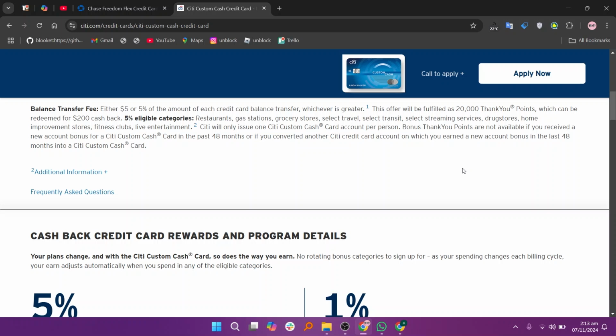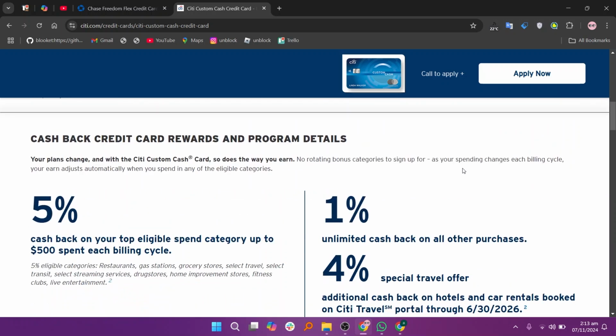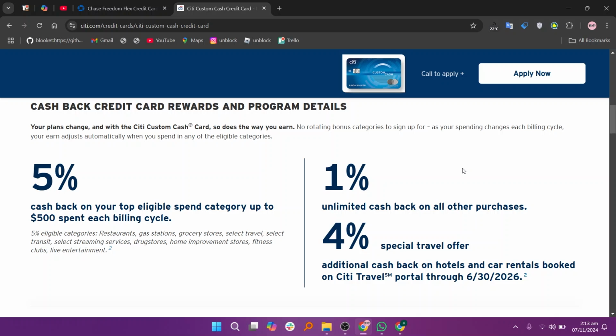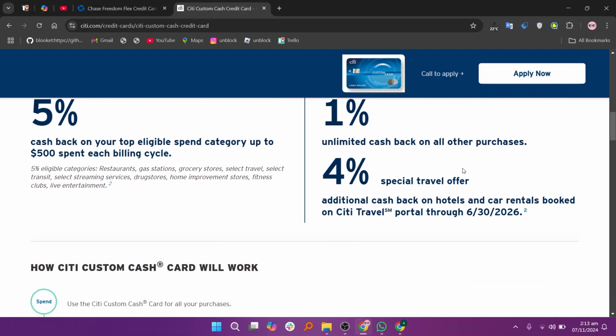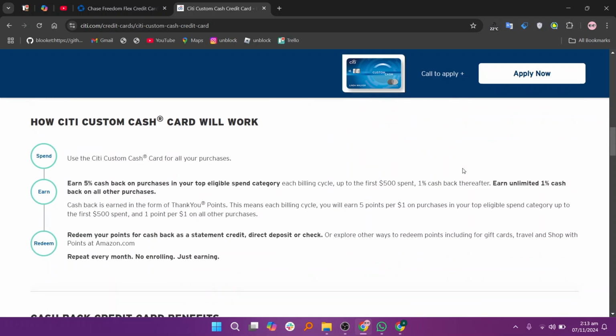more in that category. In my opinion, the Chase Freedom Flex is best for those who want to maximize rewards in a variety of rotating categories, while the Citi Custom Cash is ideal for users who have a consistent spending pattern in one category. So that's a comparison between Chase Freedom Flex and Citi Custom Cash.